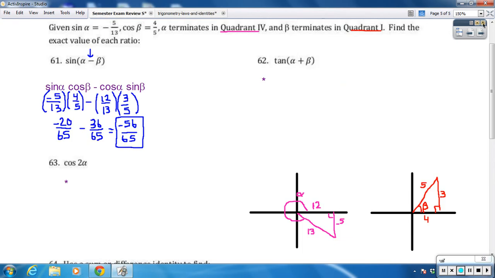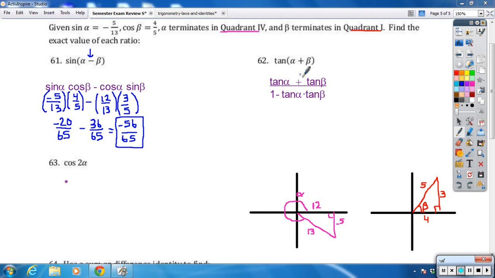Okay, so over here I'm going to pull up the identity. Alright, so here it is, tangent alpha plus tangent beta over 1 minus tangent alpha times tangent beta. Now I'm going to replace the tangents with their ratio based on the triangles that we built a little bit ago. So tangent alpha, remember tangent is y over x, is going to be negative 5 over 12. And tangent beta is going to be y over x, which is 3 over 4. That's going to be the same anytime I see tangent alpha or tangent beta. So I'm going to plug those in.